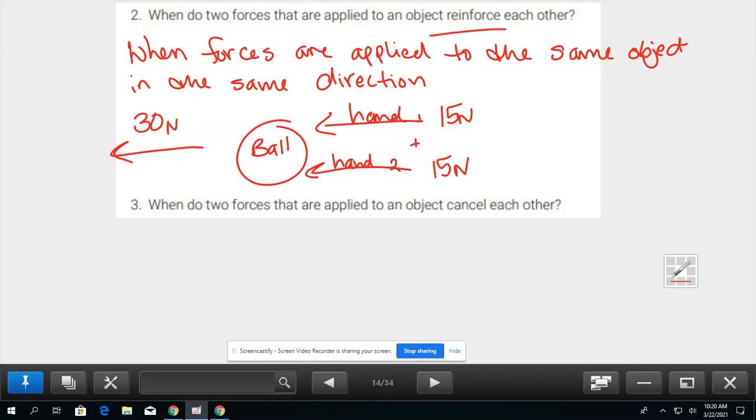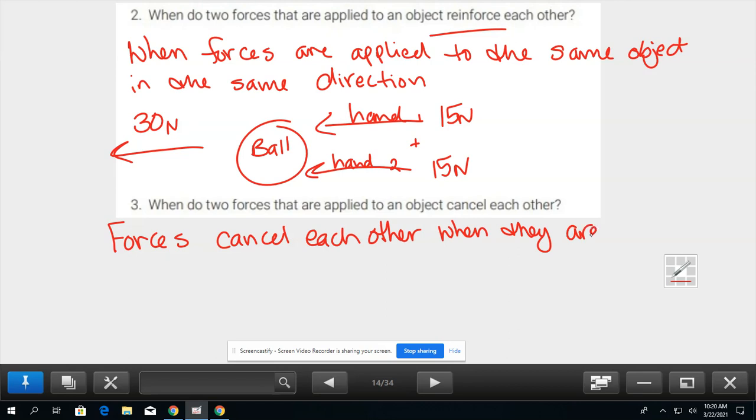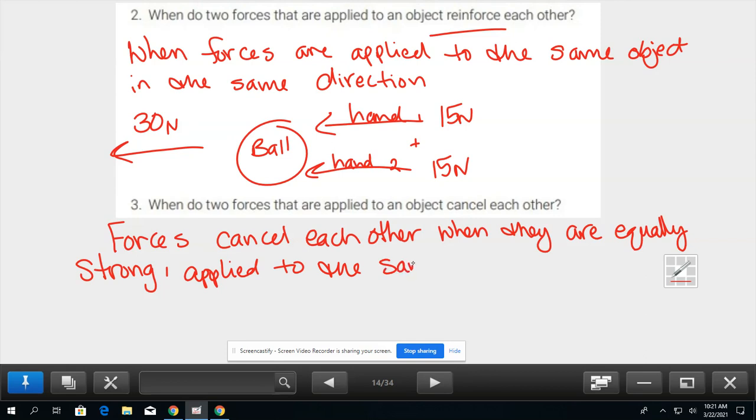When do two forces that are applied to an object cancel each other? Forces cancel each other when they are equally strong, applied to the same object and in opposite directions.